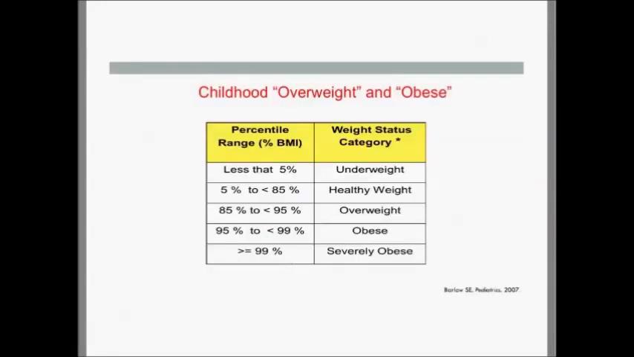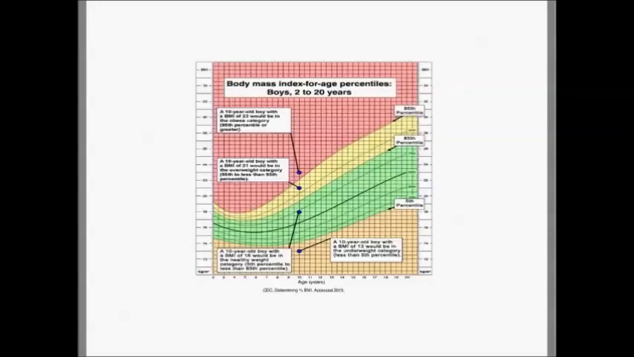So the terminology, overweight and obese: if it's less than 5% on the percent BMI chart, it's considered underweight. 5 to less than 85% is a healthy weight. That's what you want to aim for. 85 to less than 95 is overweight. 95 to less than 99 is obese. And then greater than or equal to 99% is severely obese.